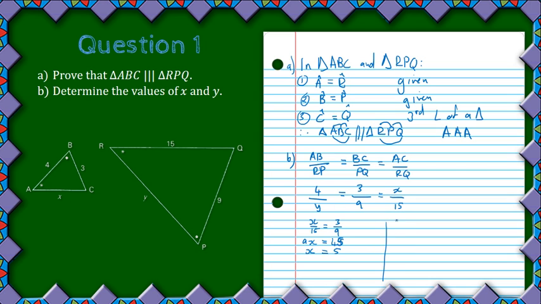Alright, now for y, I'm going to do y over here. Then I can say that 4 over y is equal to 3 over 9. So I can do cross multiplication. I say that 4 times 9 is 36 equals 3y, and then divide both sides by 3, so y is then equal to 12.